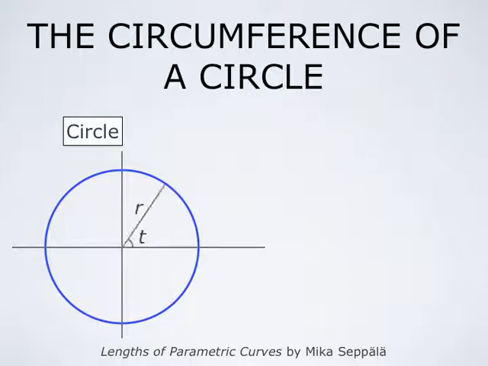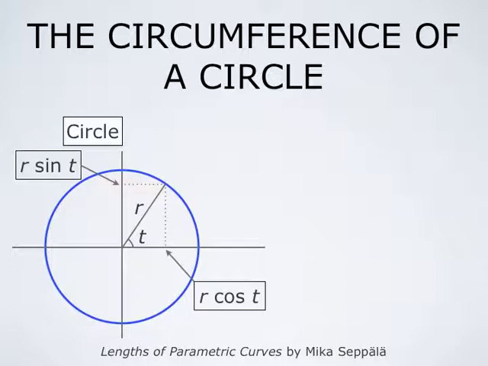So we consider the angle t as a parameter, and we place the angle t at the origin so that its right side is the positive x-axis, and then the left side intersects the circle at the point x of t, y of t. Now the radius of the circle is r. Therefore, the x-coordinate of this intersection point is r times cosine of t, and the y-coordinate is r times sine of t, by the definition of sine and cosine.